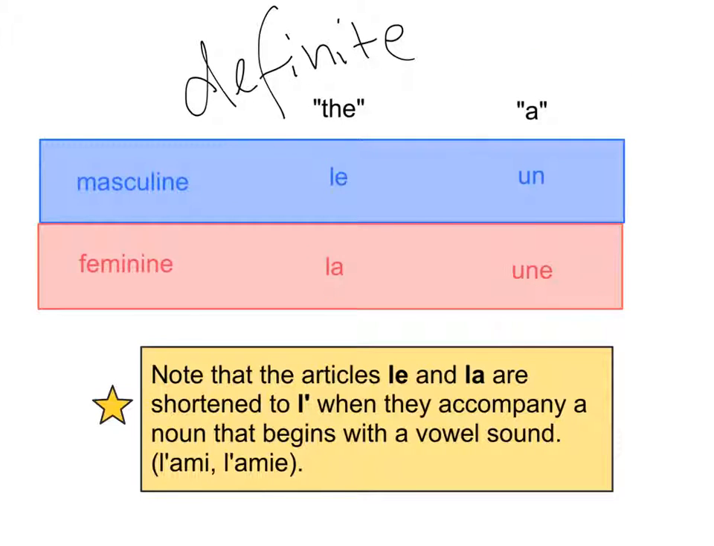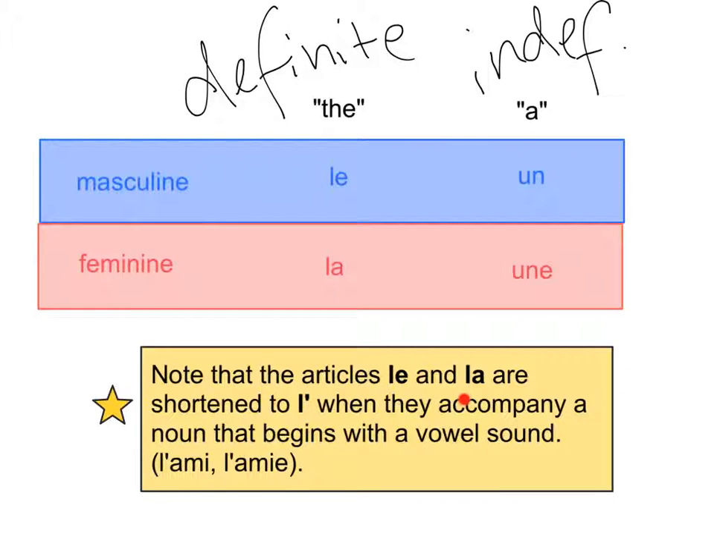Here, we're dealing with indefinite articles. So we have un and une. The indefinite article is talking about a. If we have un frère, a brother, une sœur, a sister. So that's the difference between the and a.